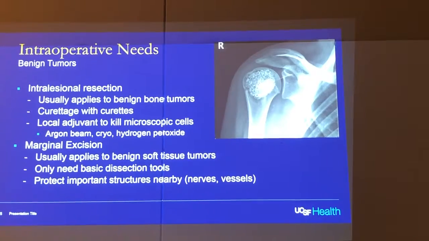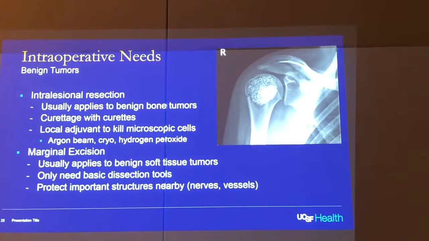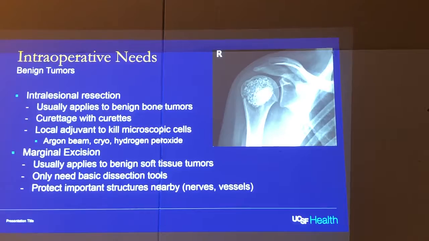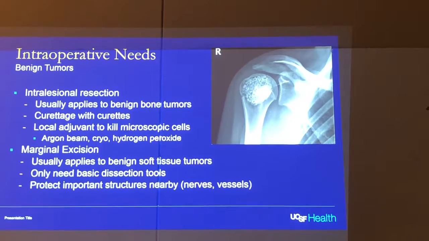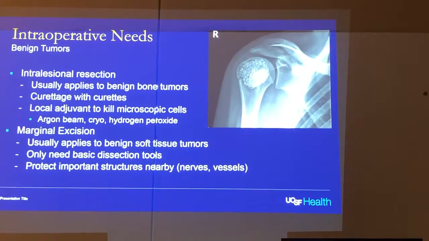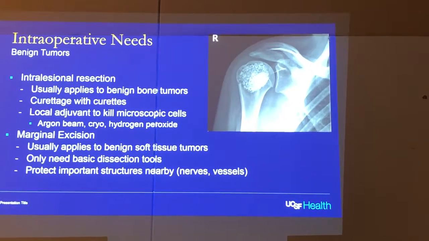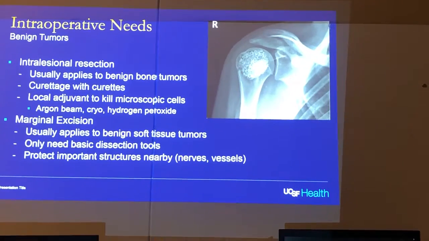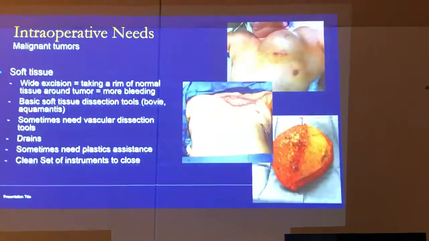And then for benign tumors, the marginal excision, so that's usually the soft tissue tumors, generally very basic dissection tools. Sometimes even with lipomas, they'll grow right next to the sciatic nerve, so we'll still have some kind of dissection left, but it's not quite like the malignant tumors.